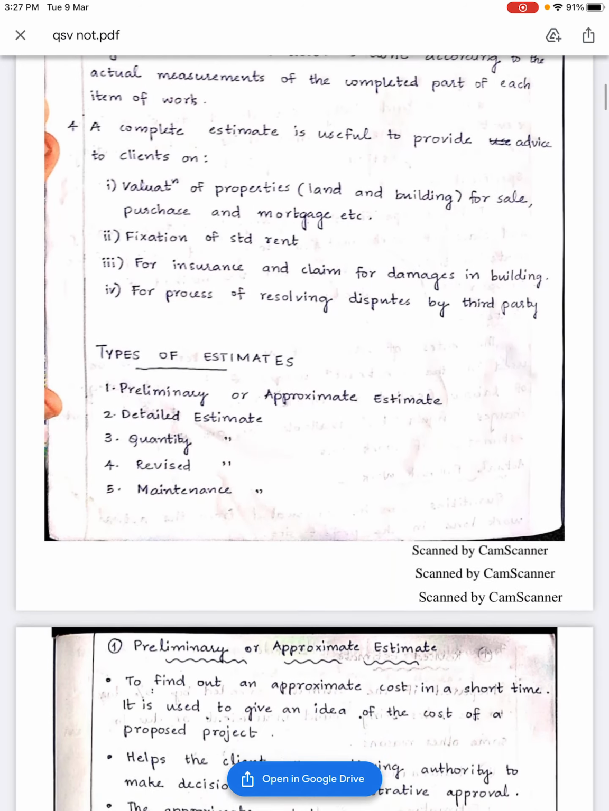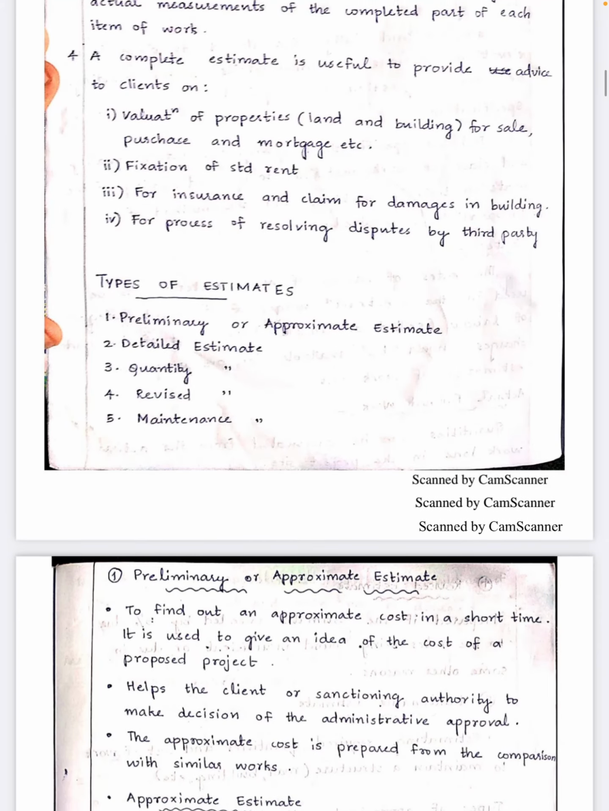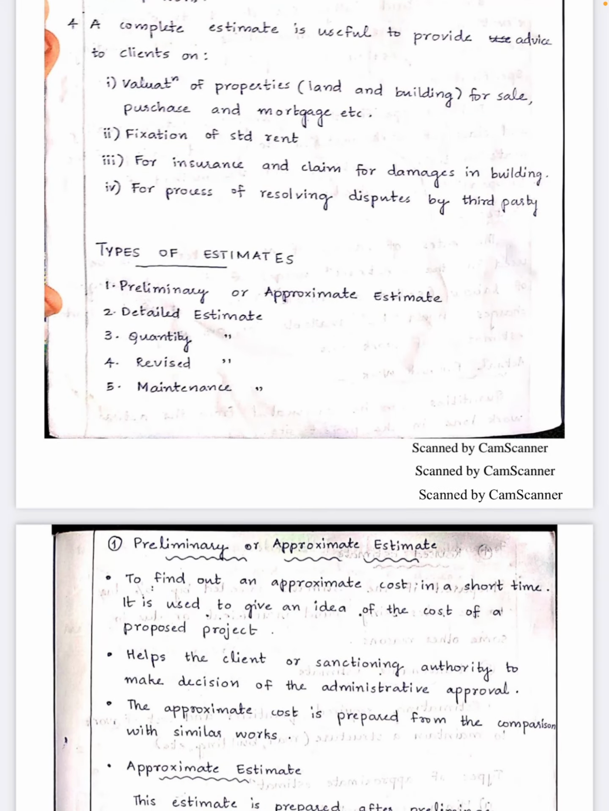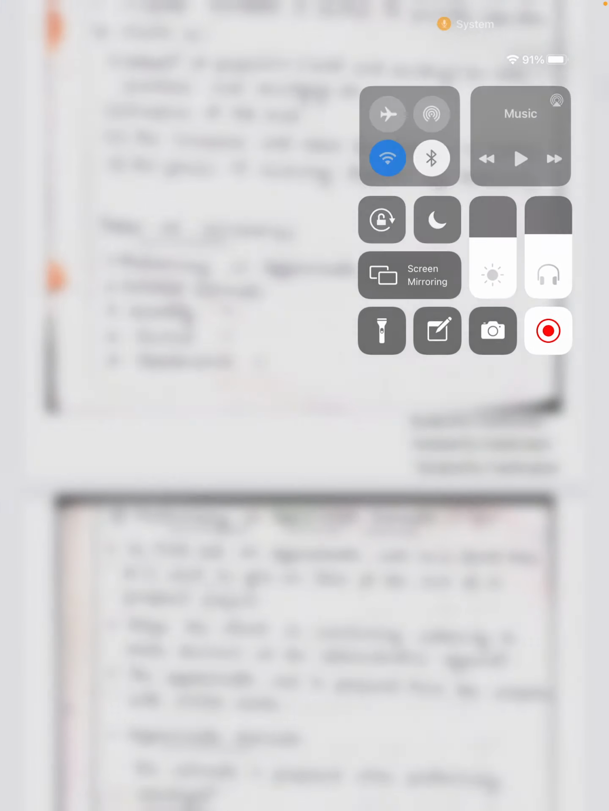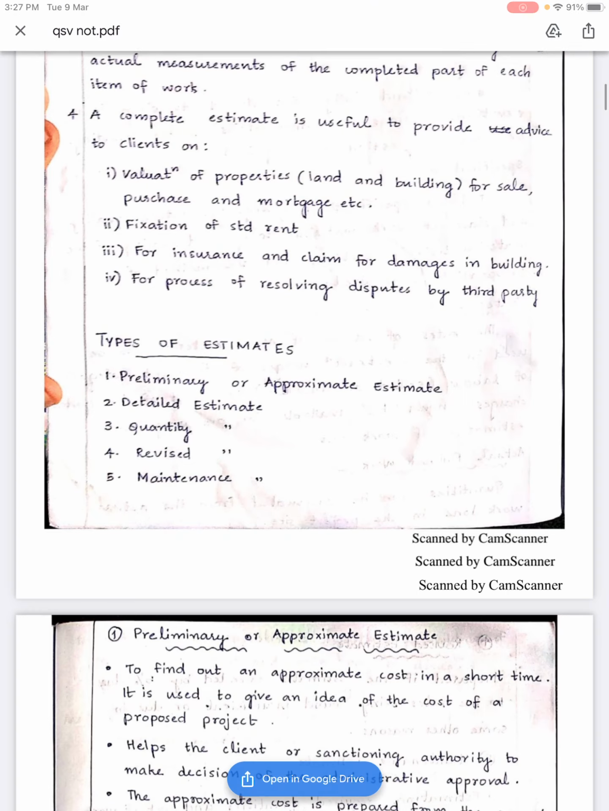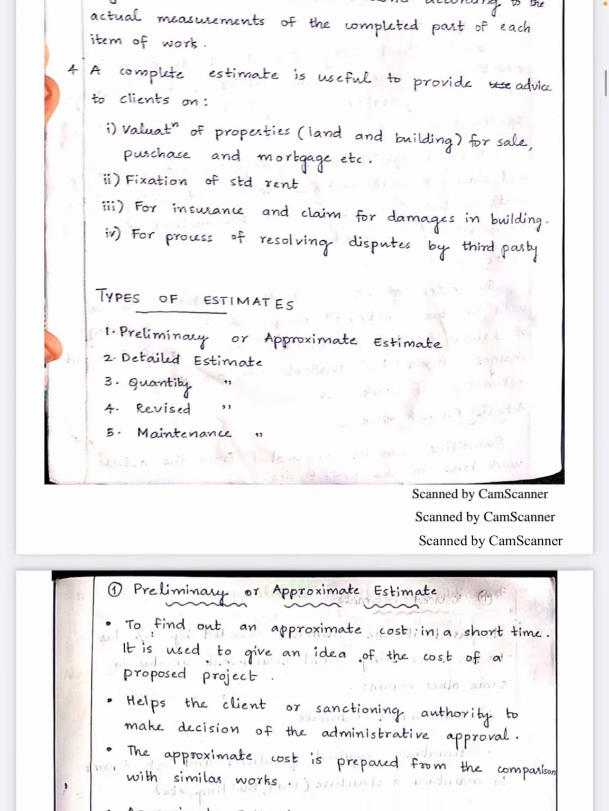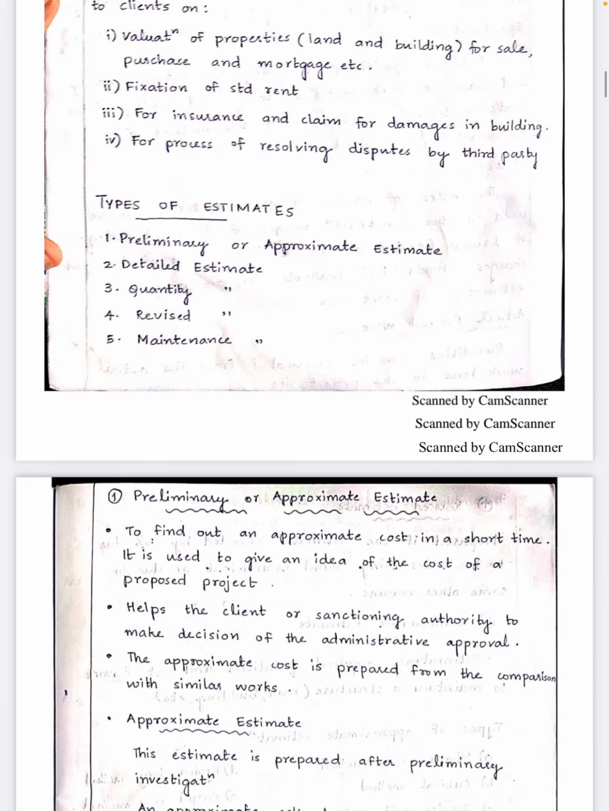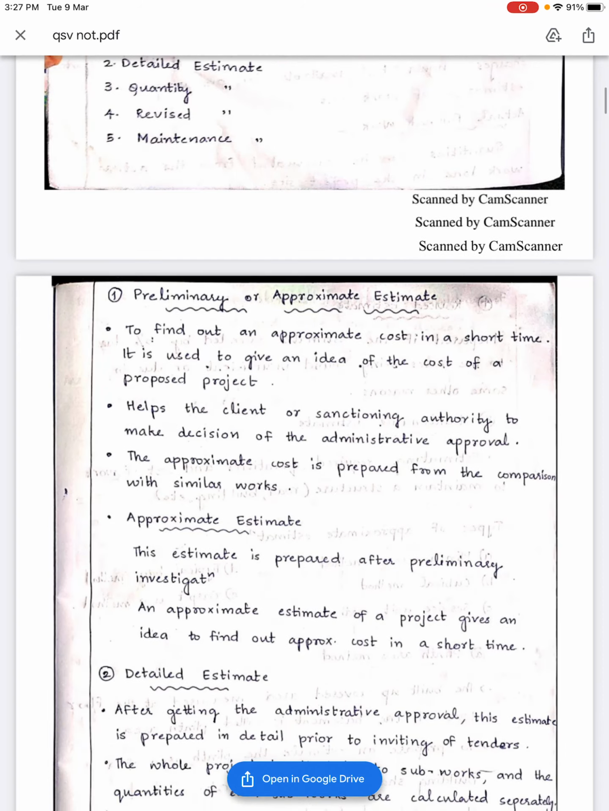So next one is the types of estimates. Types of estimates are mainly classified as: first, preliminary or approximate estimate; second, detailed estimate; third, quantity estimate; fourth, revised estimate; fifth, maintenance estimate. So first we will discuss the preliminary or approximate estimate.